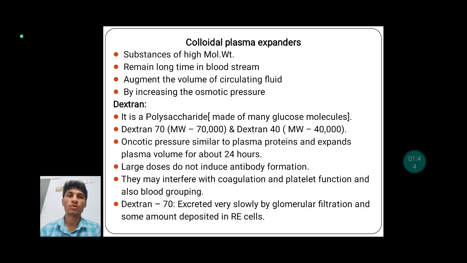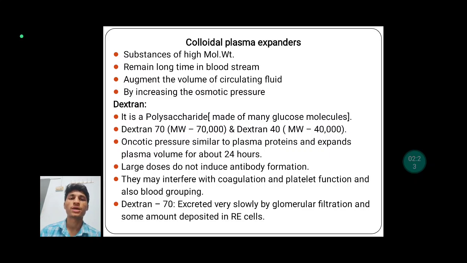They have high molecular weight, remain a longer time in the blood, and augment the volume of circulatory fluid by increasing osmotic pressure. First, we talk about dextran. Dextran is a polysaccharide, and there are two types on the basis of molecular weight: dextran 70 and dextran 40. Oncotic pressure is similar to plasma protein. It expands plasma volume for about 24 hours. A larger dose does not induce antibody production. They also interfere with coagulation, platelet function, and blood grouping.